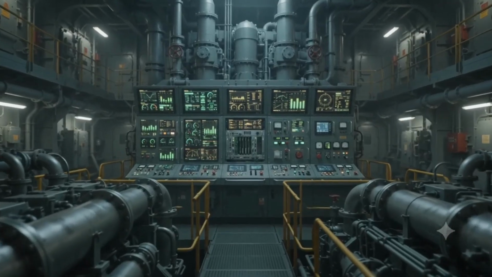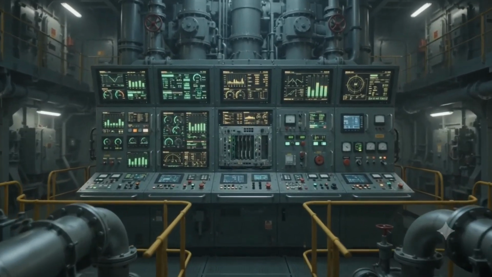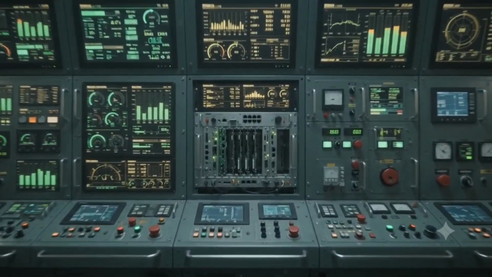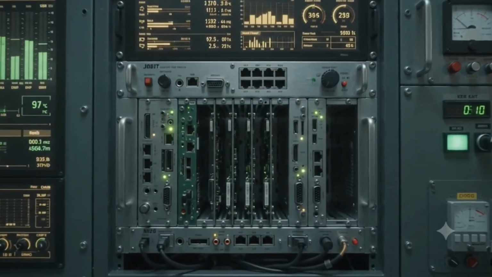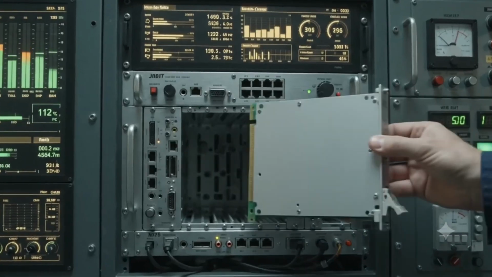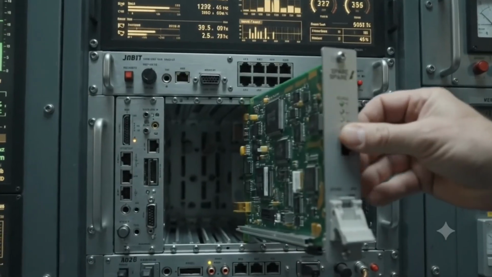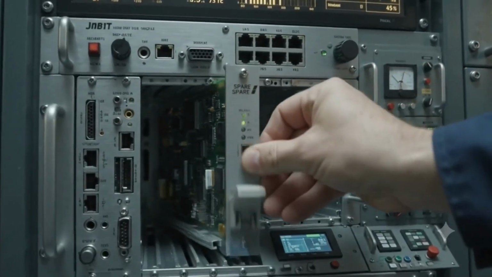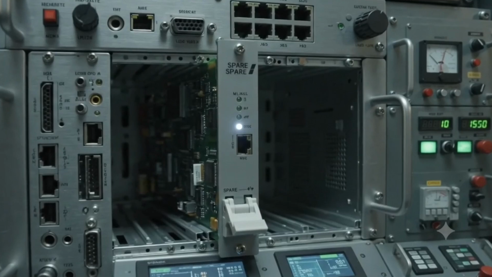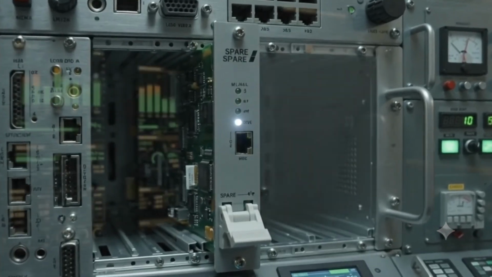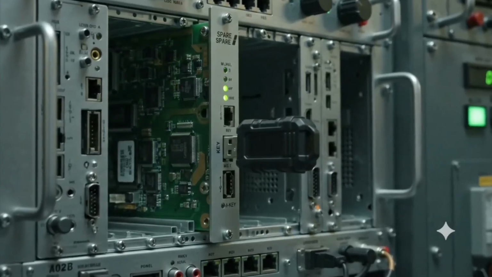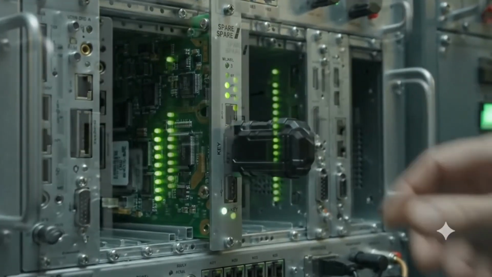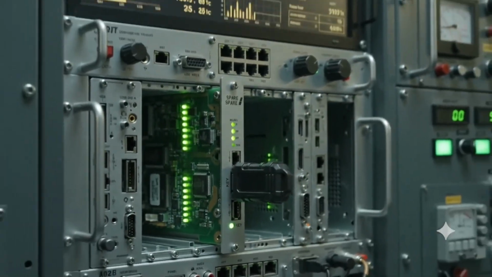Imagine managing a massive, complex electronic engine network, but only needing to stock a single type of spare computer board. If a cylinder controller fails, you simply slide in a blank spare. Plug in a small memory key and watch as it instantly teaches itself how to run the engine.